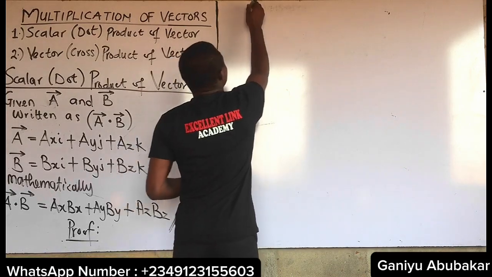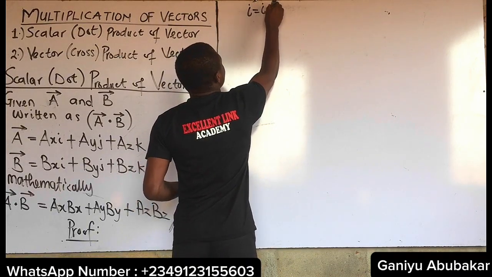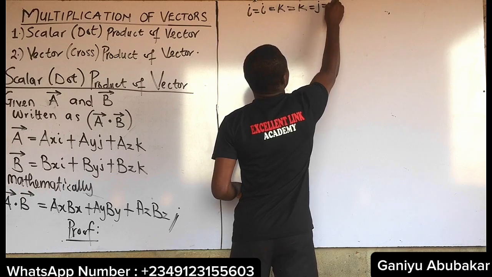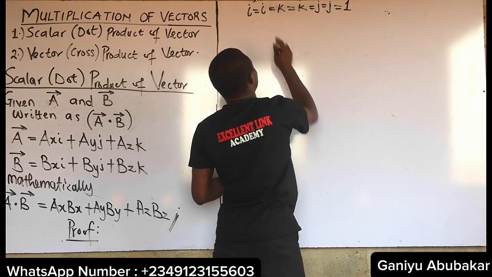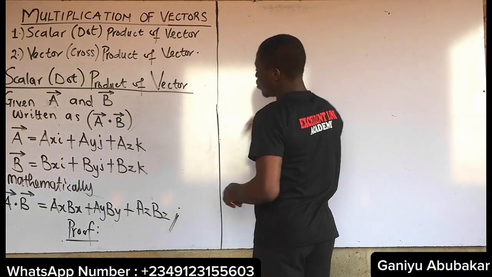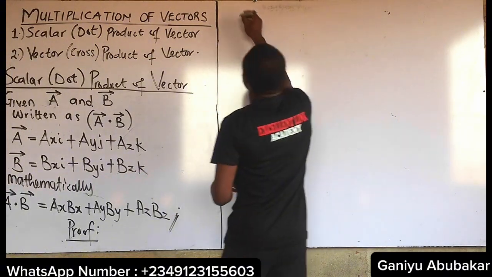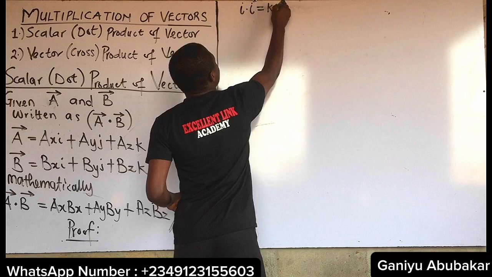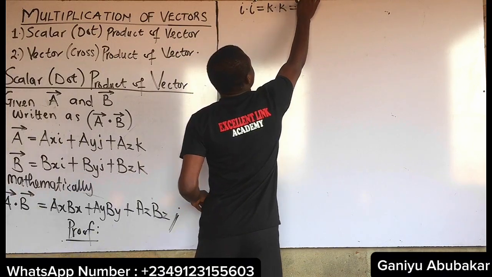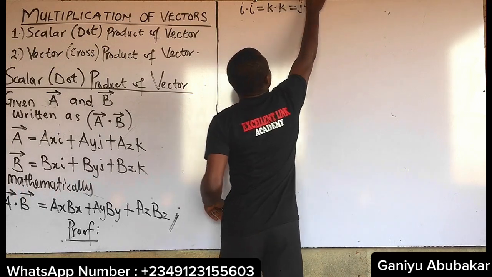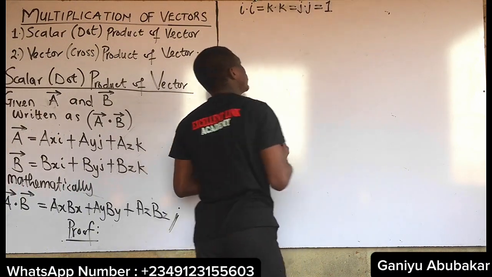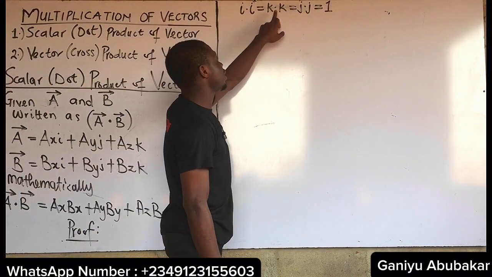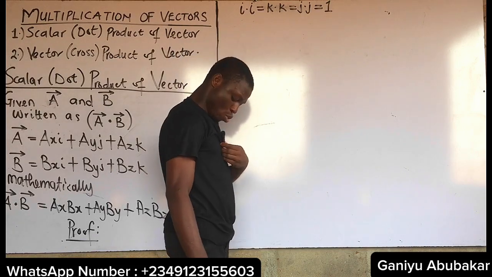Note the following: i dot i is equal to j dot j is equal to k dot k, which is equal to 1. To prove this, what you need to note is that i dot i equals j dot j equals k dot k, which is equal to 1.